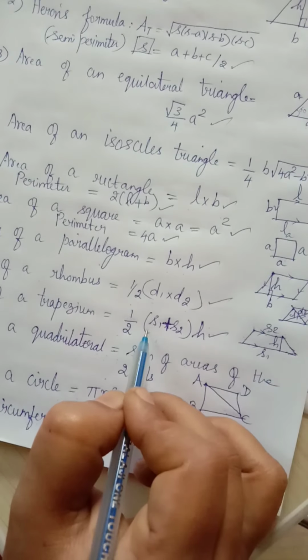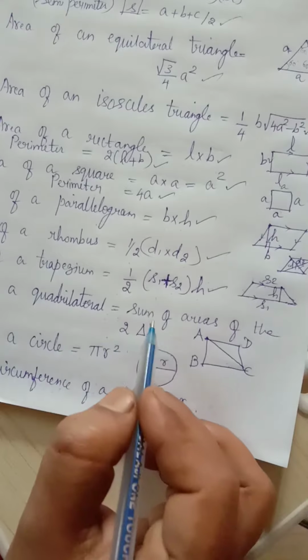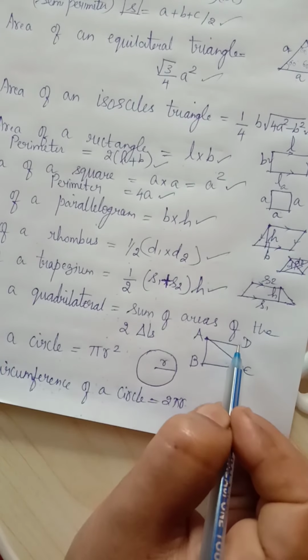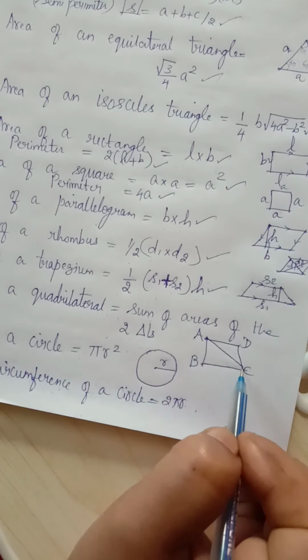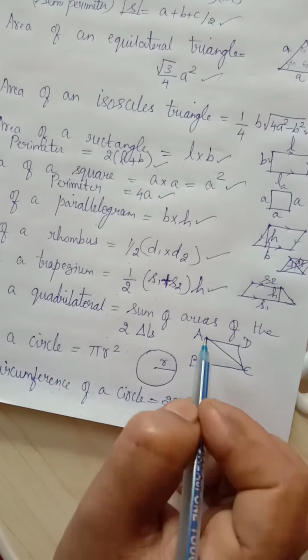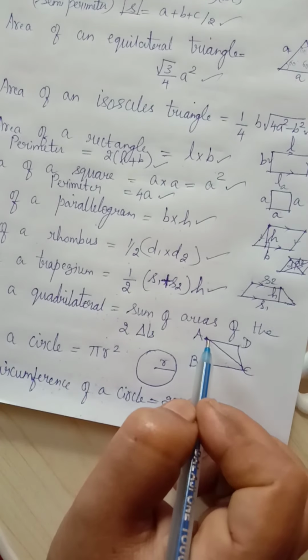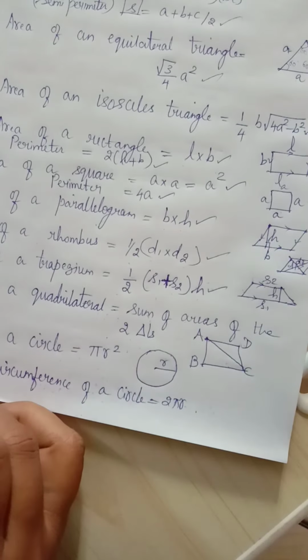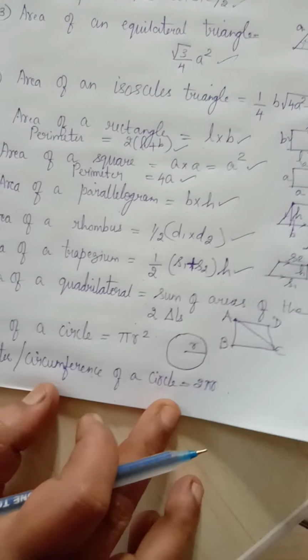The next one is the area of a quadrilateral. That's given by the sum of the areas of the two triangles. So suppose you consider ABCD as a quadrilateral, you can divide that quadrilateral into two halves. If you find the sum of triangle ABC plus triangle ACD, you can find out the area of the quadrilateral ABCD.